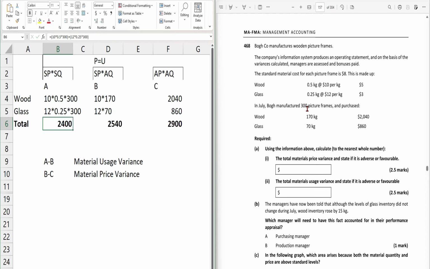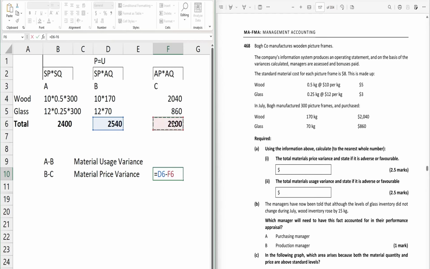So it's 2400. Now the question asks you to calculate the price variance, and the price variance is the difference of B and C. So the difference of these two will be your price variance, and as it is negative, 360 will be adverse, not favorable. Similarly for the usage variance, the next requirement asks you to calculate the usage variance. Usage variance can be calculated by the difference of A and B. Again it is negative, so that means 140 adverse.